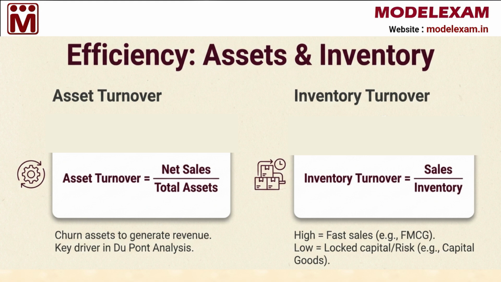The asset turnover ratio is net sales divided by total assets. This tells us how many times the assets are churned to generate revenue. A higher ratio is always better. Then we have inventory turnover, calculated as sales divided by inventory. This shows how fast inventory is sold. A high ratio is typical for fast moving consumer goods or FMCG companies, while a low ratio is common for capital goods companies where products sit for longer. This helps us spot if capital is getting locked up unnecessarily.